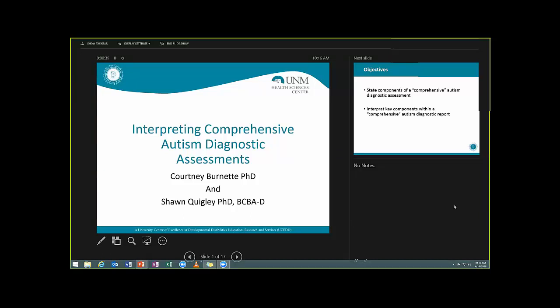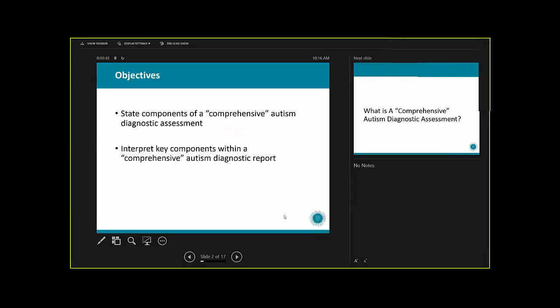So what we'll be doing today is talking about the components of a comprehensive autism diagnostic assessment. We have the word comprehensive in quotation marks because it's talking specifically about what is considered a comprehensive diagnostic assessment from the New Mexico state guidelines. And these are specifically represented in our billing guidelines for Medicaid services.